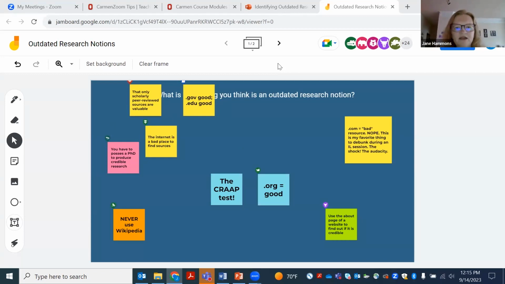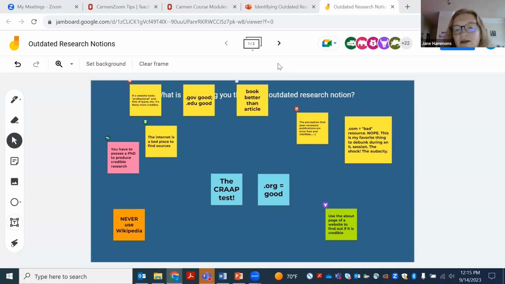All right, so we'll give everyone a few more seconds. Some of the responses that we see coming in, we see several folks pointing to the idea of using domain as a way to determine whether a source is good or bad, which we're going to talk about a little bit in a second. So yeah, I think that is definitely one. The CRAP test someone has mentioned, we're going to talk about that one. Better book than article. Yeah. So thinking that, one type of source, one format is better than another.